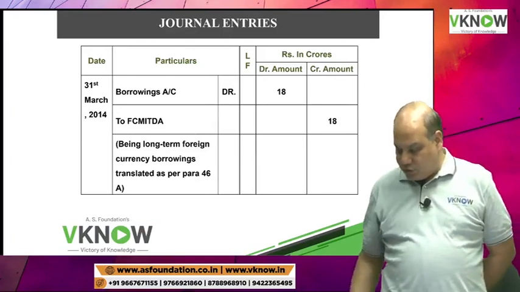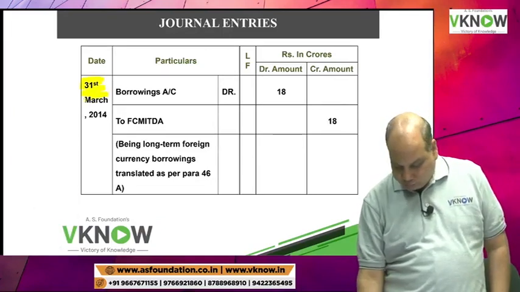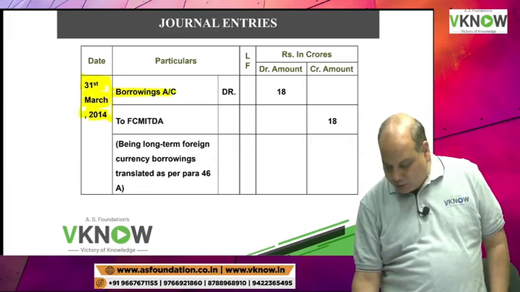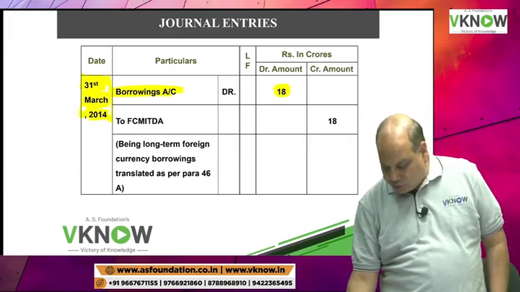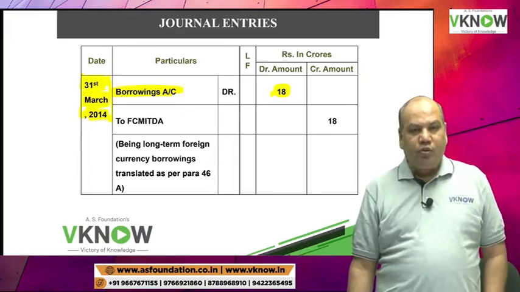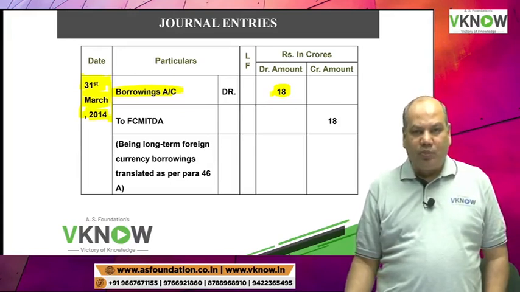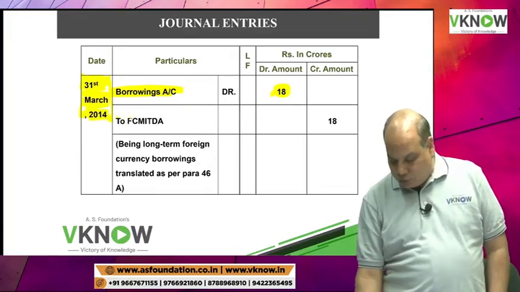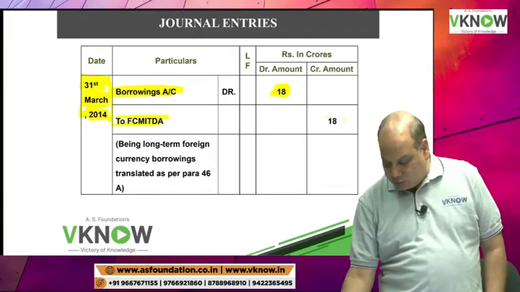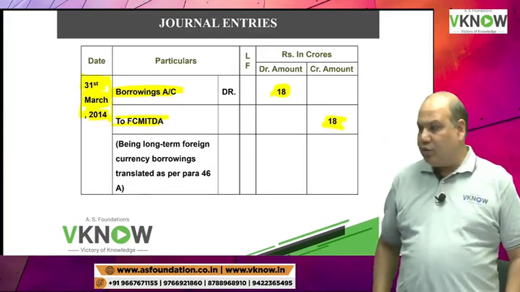Now we'll come to next year. Next year we had good luck. Exchange rate has gone down by 2 rupees. So my liability will reduce by 9 crore into 2, 18. Calculation already done. Entry for reduction in liability, borrowing account debit 18 to FCMI TDA account 18.